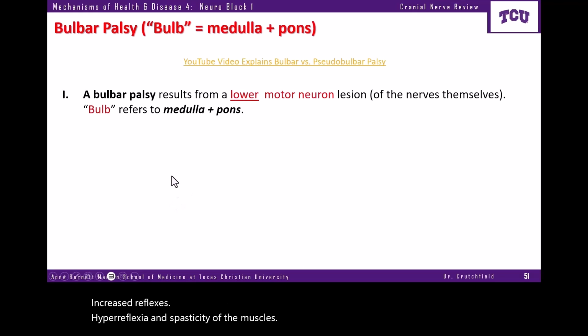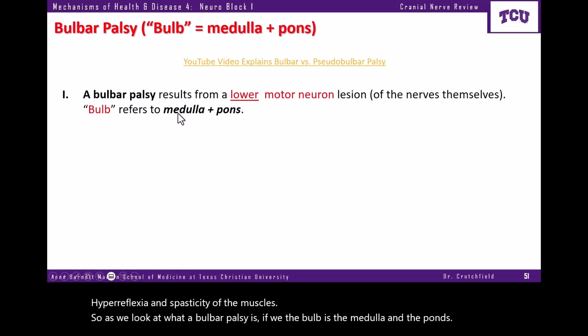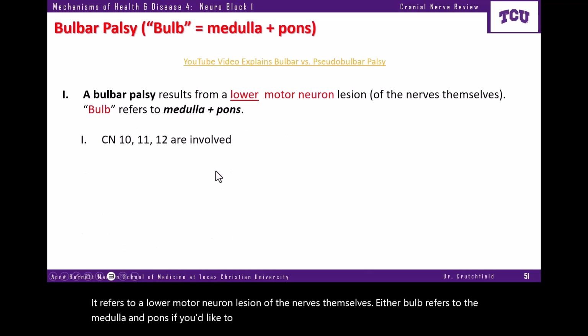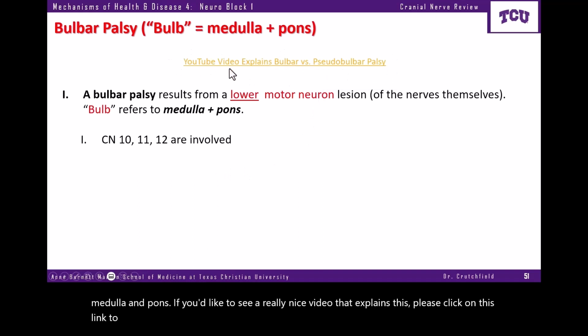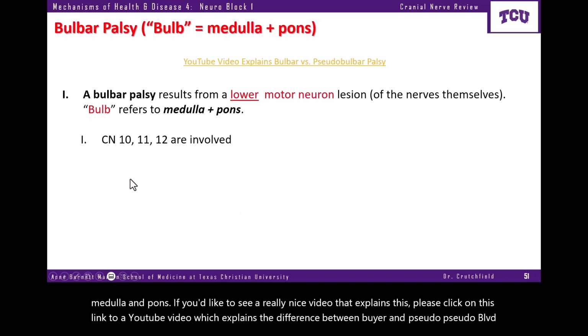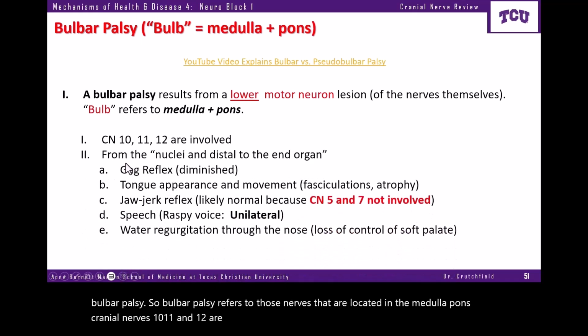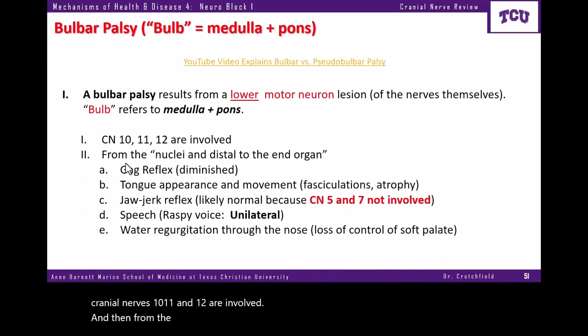So as we look at what a bulbar palsy is, if we know the bulb is the medulla and the pons, it refers to a lower motor neuron lesion of the nerves themselves, i.e. the bulb refers to the medulla and pons. If you'd like to see a really nice video that explains this, please click on this link to a YouTube video which explains the difference between bulbar and pseudo-bulbar palsy. So a bulbar palsy refers to those nerves that are located in the medulla or pons. Cranial nerves 10, 11, and 12 are involved. And then from the nuclei distal to the end organ, that's a lower motor neuron lesion.